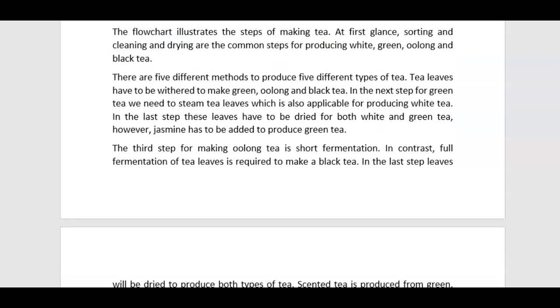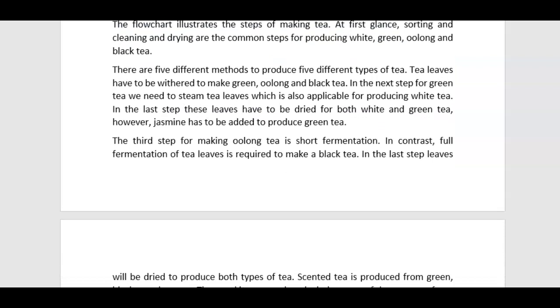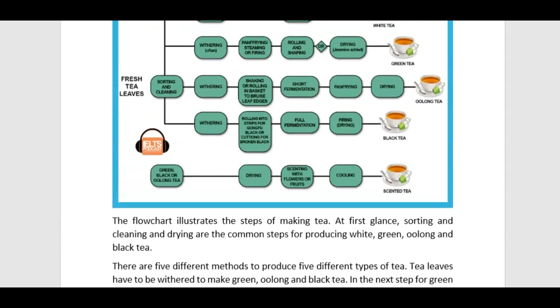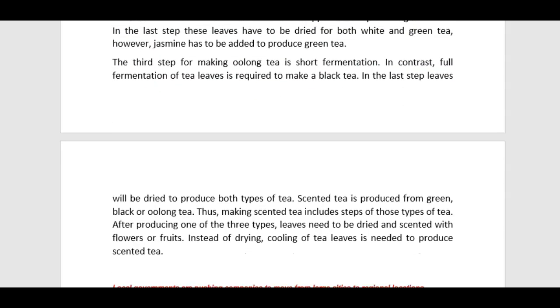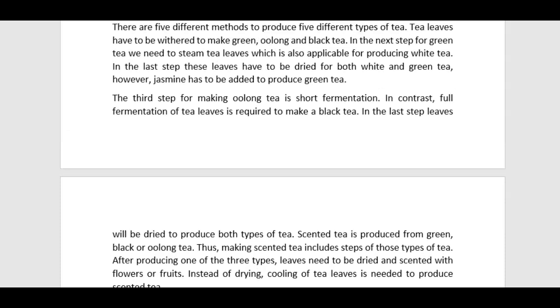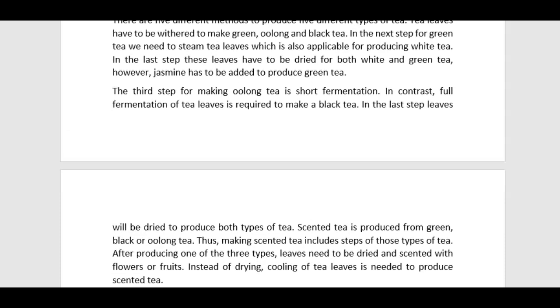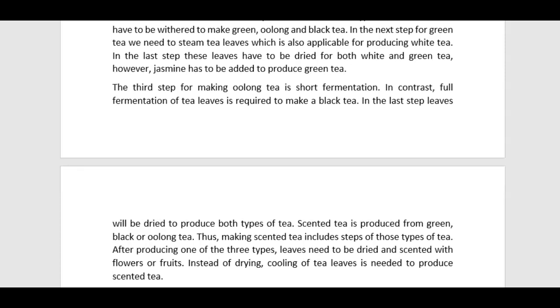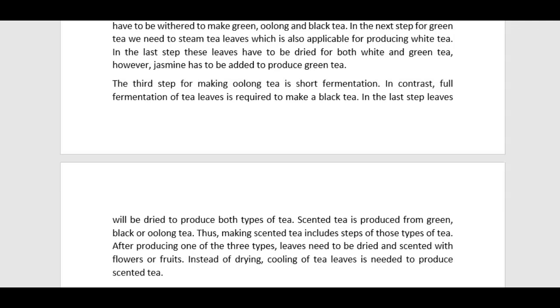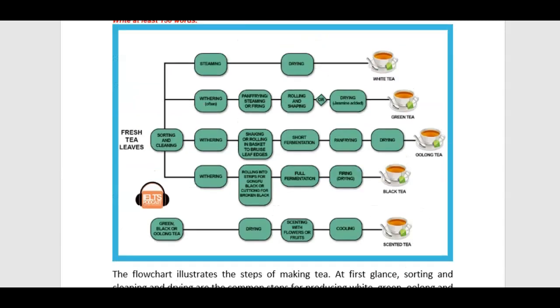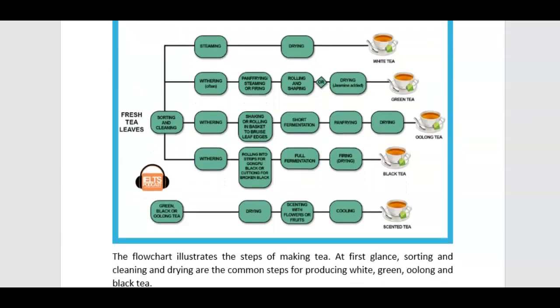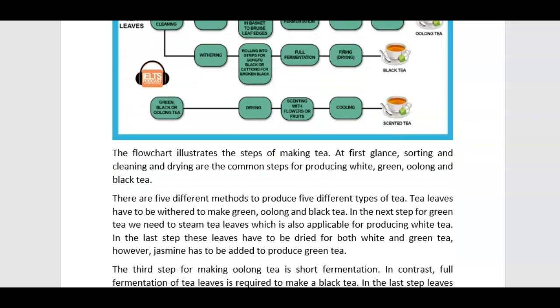Okay, all right, so let's take a look. There are 5 different methods to produce 5 different types of tea. Tea leaves have to be withered to make green, oolong and black tea. Withered. Okay. In the next step for green tea, we need to steam tea leaves, which is also applicable for producing white tea. In the last step, these leaves have to be dried for both white and green tea. However, jasmine has to be added to produce green tea. Okay, let's see.